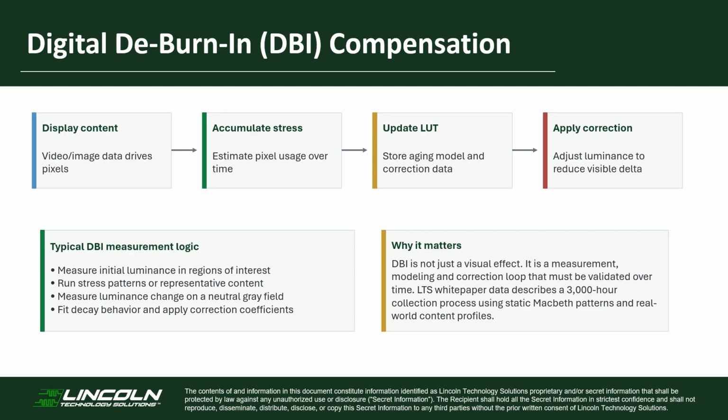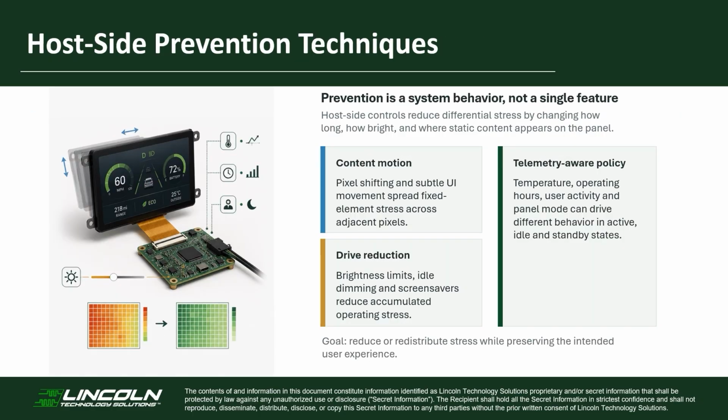DBI can reduce visible non-uniformity, but the host system can also reduce how much uneven stress is created in the first place. Host-side prevention works by changing how long, how brightly, and where static content appears. Content motion includes pixel shifting and subtle movement of graphical elements. The movement may only be a few pixels, but it distributes stress across a larger physical area. Drive reduction includes brightness limits, inactivity dimming, screensavers, and low-stress standby states. Reducing luminance when full output is unnecessary lowers accumulated drive stress.